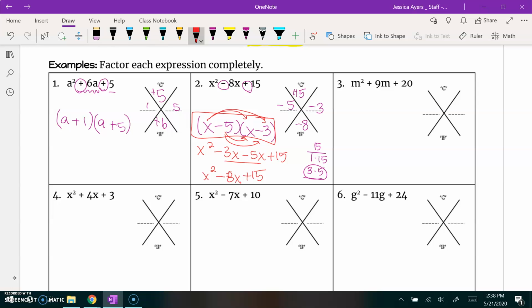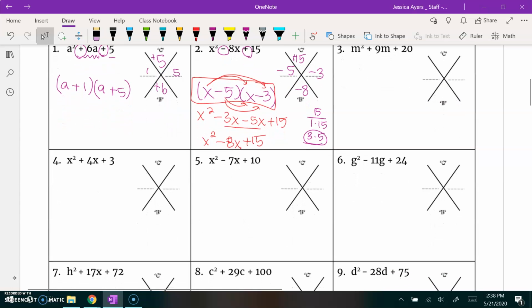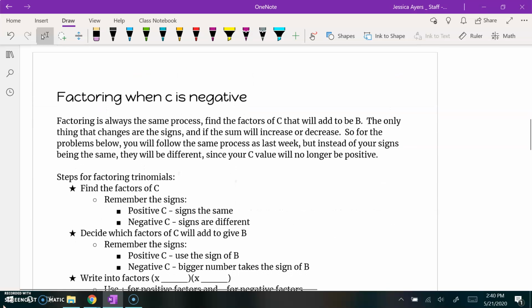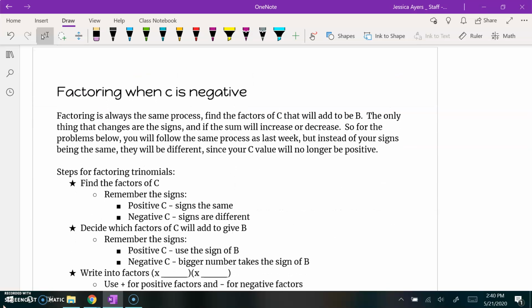So go ahead, take a couple minutes, finish out the rest of these and put your answers into the Edpuzzle, and then you can check them at the end. So here are the rest of those answers. Go ahead and take a couple seconds, check them, and make sure you got them right before we move on. All of our c's in those problems were positive, so we knew our signs had to be the same.